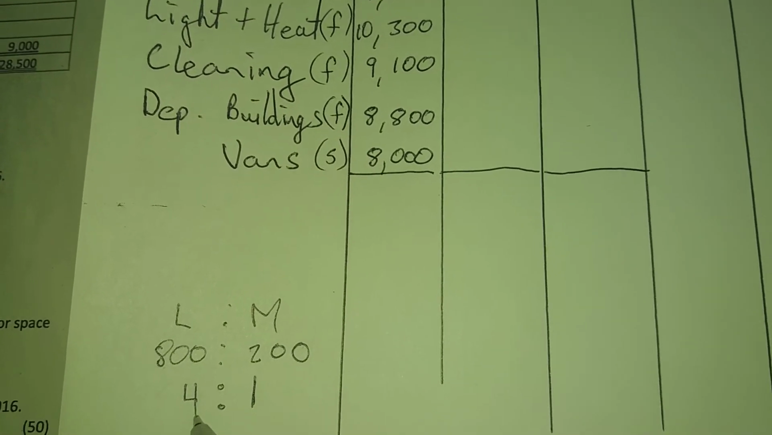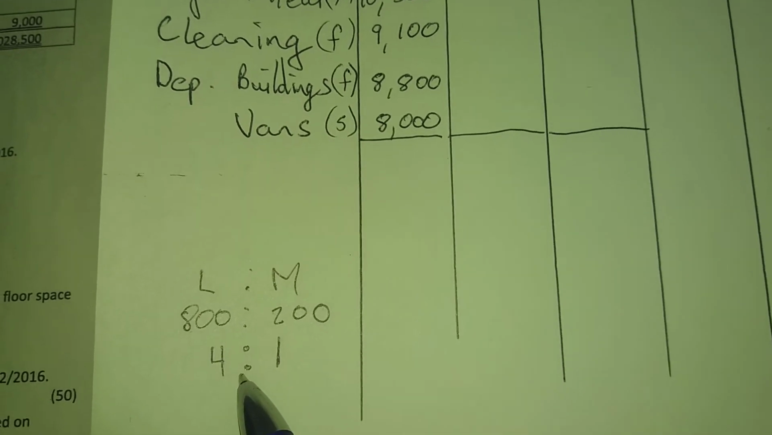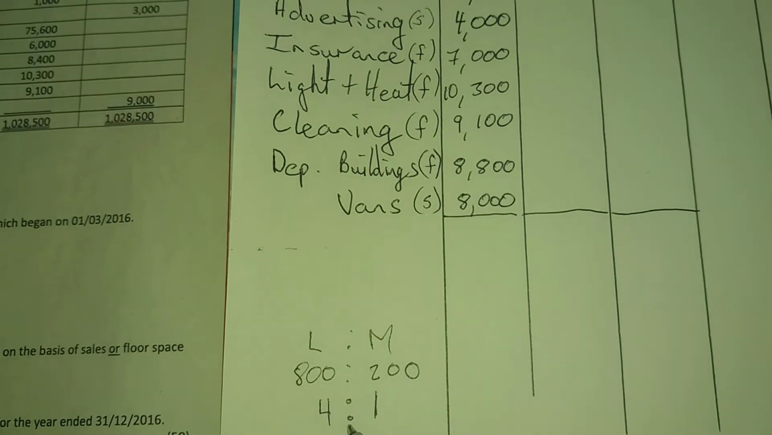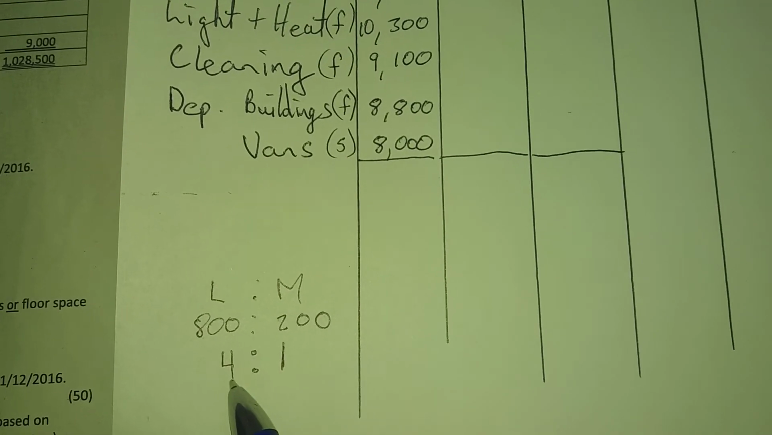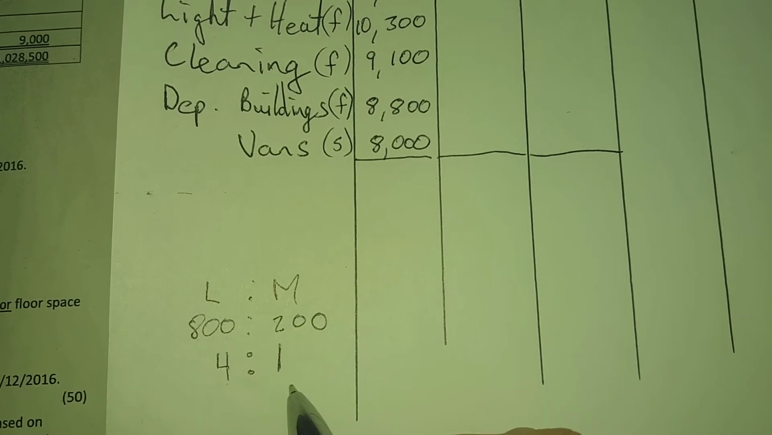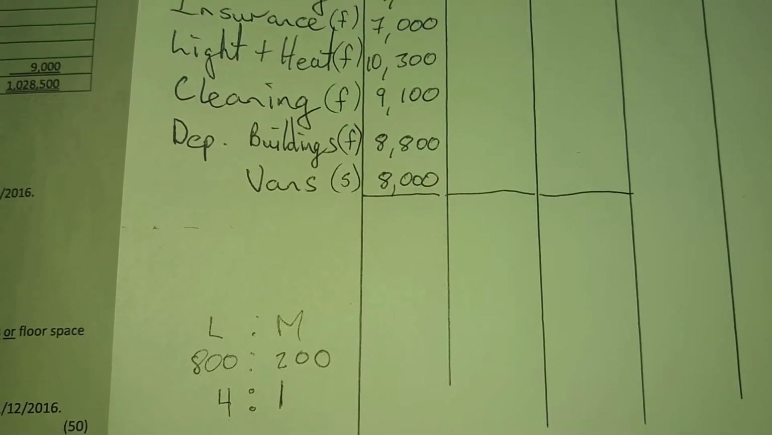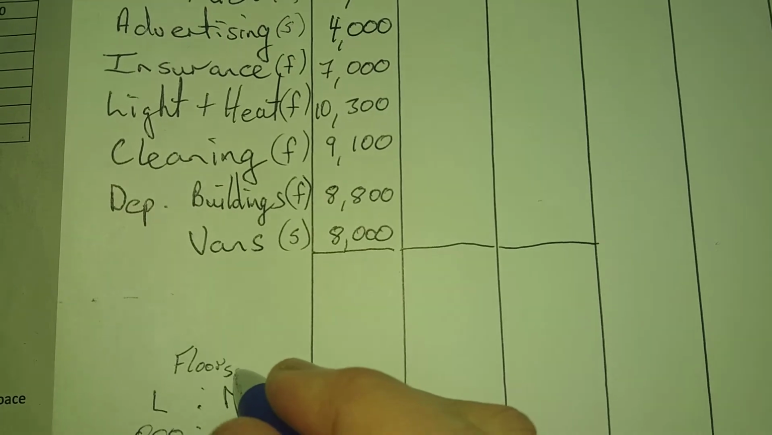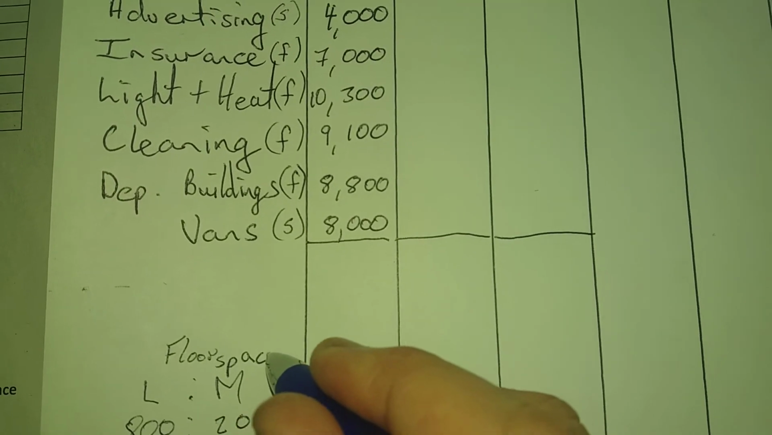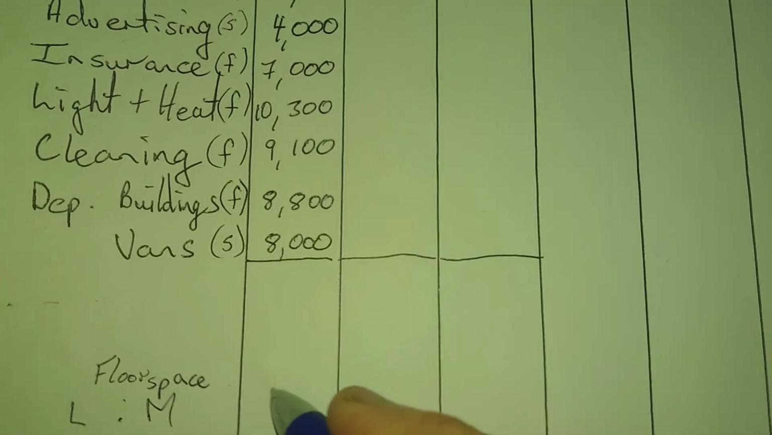So we're going to divide all our expenses that are going to be divided up on the basis of floor space in the ratio of 4:1. So 4 parts to the ladies, 1 part to the menswear. Okay, that's for the floor space. You could put this on any bit of spare space for workings that you have.